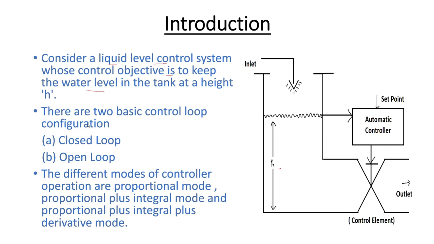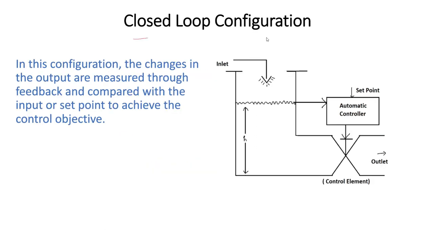So in control system, there are basically two types of control loop configuration. One is closed loop and another is open loop. And then we have different modes of controller like proportional mode, proportional plus integral mode, and proportional plus integral plus derivative mode, and so on. There are many types of such controllers which you will study in this course later. So let's start with the closed loop configuration.